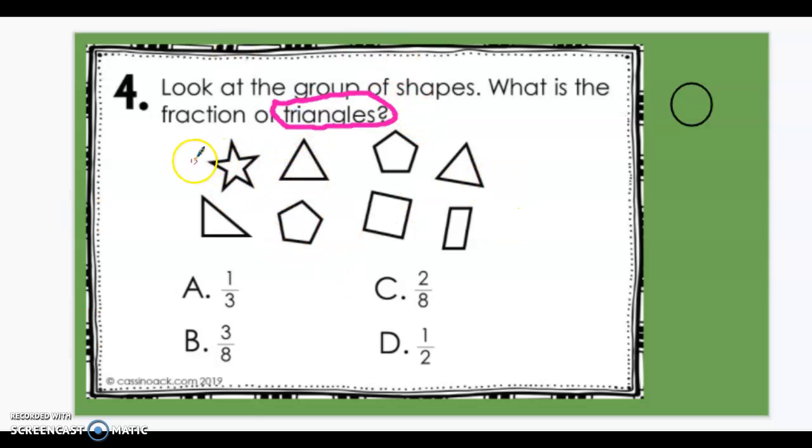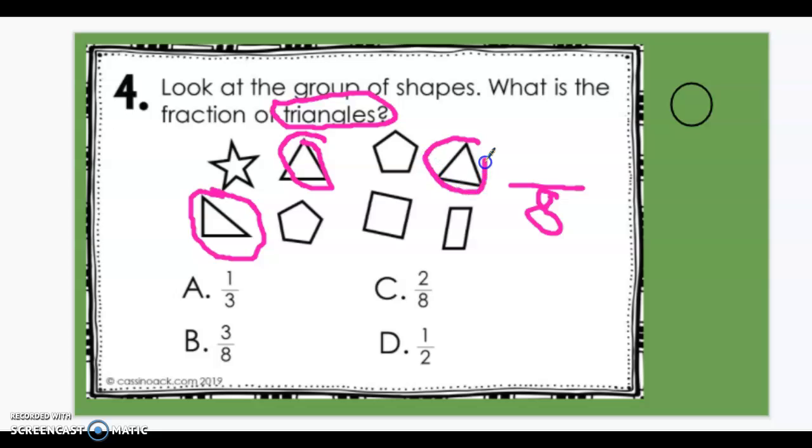How many shapes total? 1, 2, 3, 4, 5, 6, 7, 8. So we have 8 total shapes. And I'm looking for triangles. There's a triangle. There's a triangle. And here's a triangle. So I have 1, 2, 3. 3/8 of my shapes are triangles.